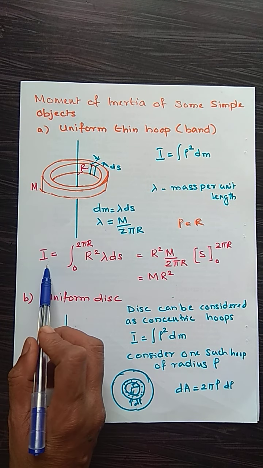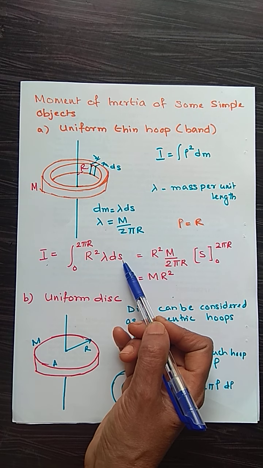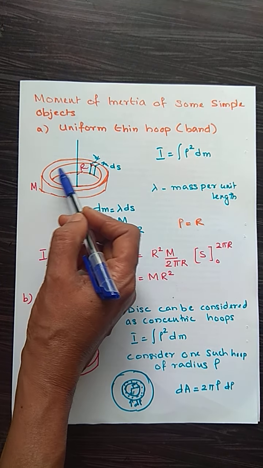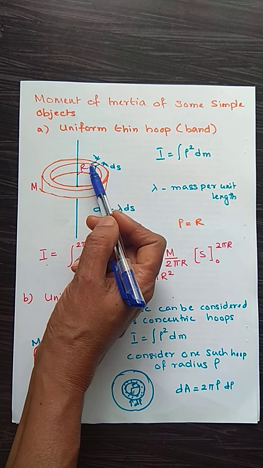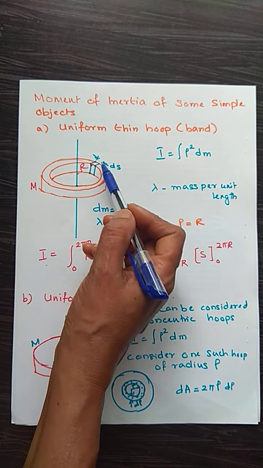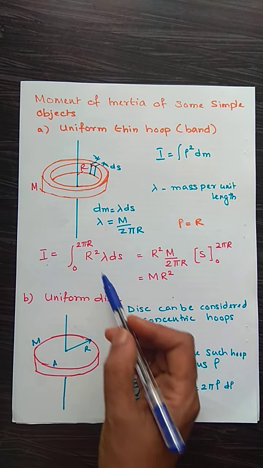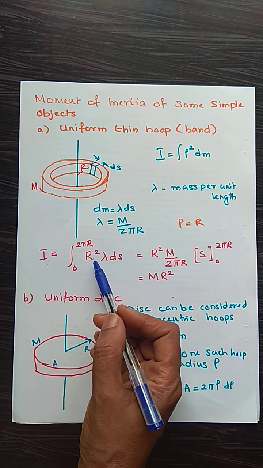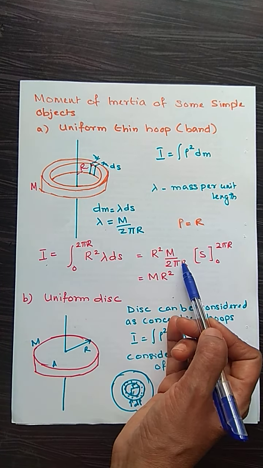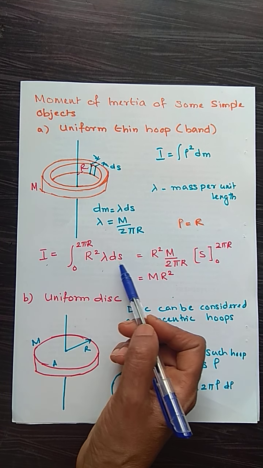So our moment of inertia I will be equal to the integral of r square lambda ds, and the integration is from 0 to 2 pi r. 2 pi r is the length of this strip. So starting from 0, if you cover 2 pi r, the entire length of the thin hoop is covered. When you integrate this, r square is a constant. Lambda, you substitute m by 2 pi r. It is also a constant. You take it outside. Then you have the integral of ds.